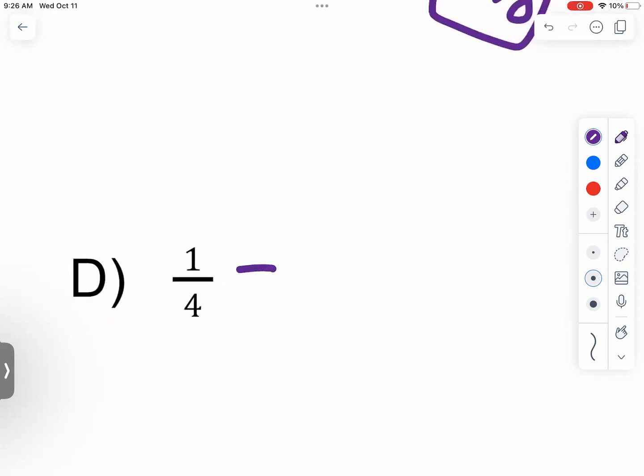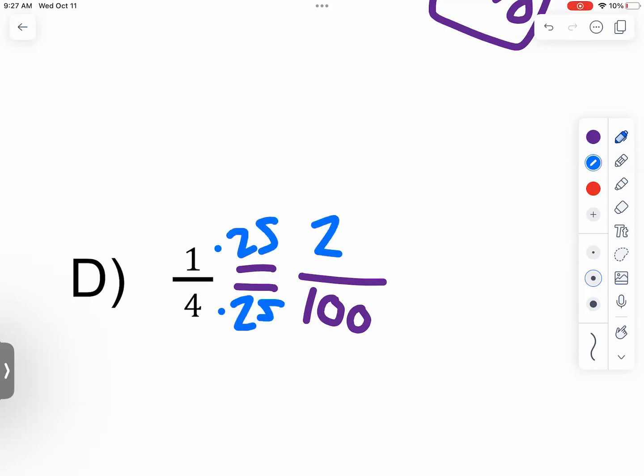All right, D, it's 1/4. So think, if you got a quarter, you have 25 cents, right? Well, cents out of $1, that's what this is basically. So 4 times 25 is 100. Do the same on the top, and we have 25 out of 100, or 25%.